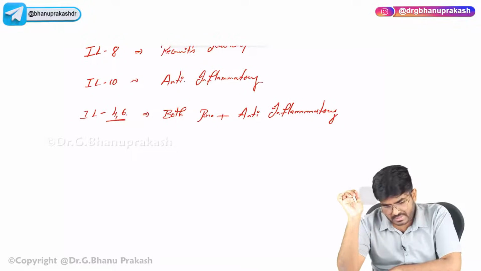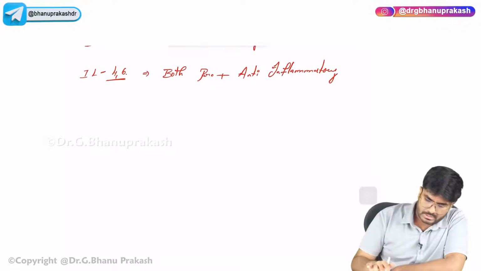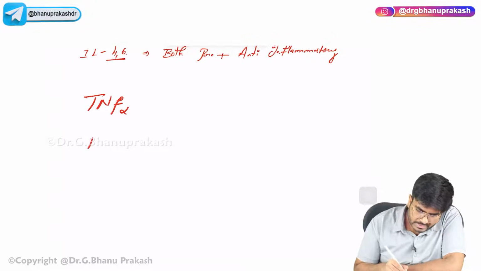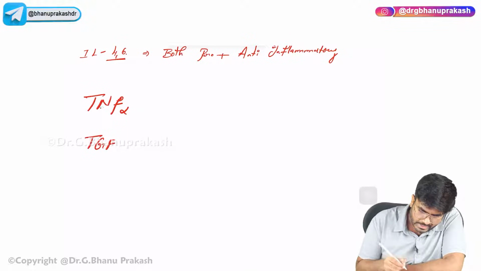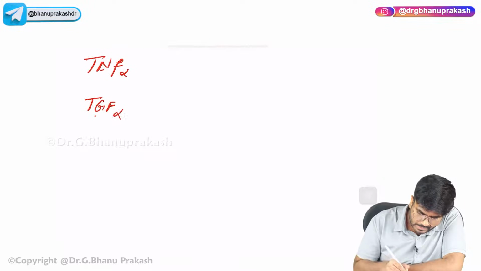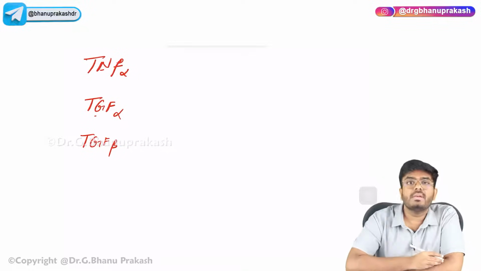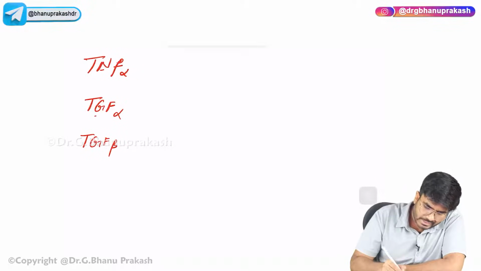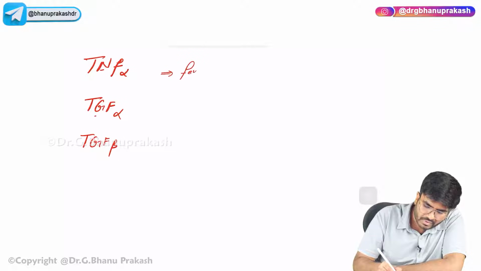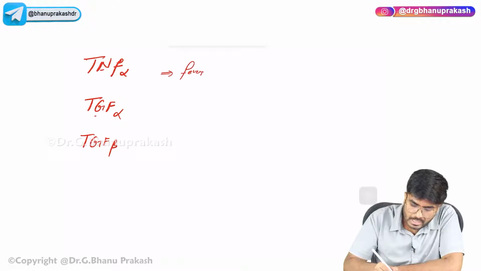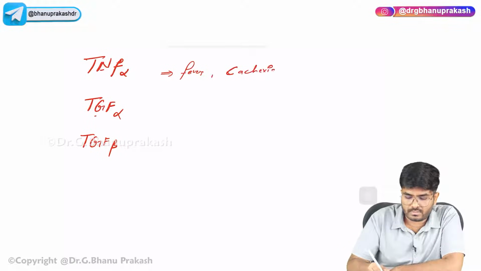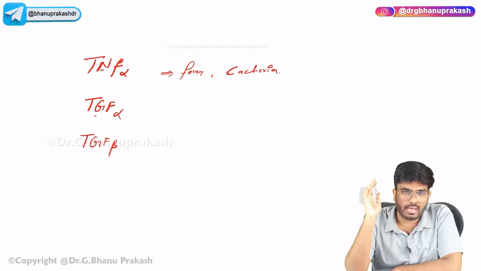Now after these interleukins, let me discuss tumor necrosis factor, TNF alpha, and something similar, TGF, TGF alpha and TGF beta. See, what are these things and what's their role in inflammation? TNF alpha is responsible for fever, inflammation. It's responsible for fever and for the symptoms of cachexia. So fever and cachexia are mediated by TNF alpha.